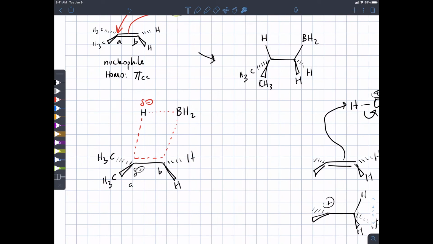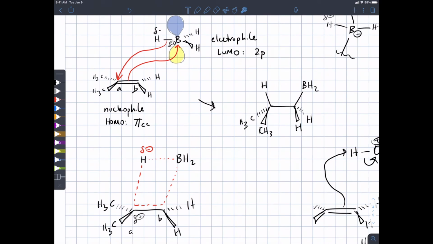Now, another explanation which may be simpler, and which you could use as well, is sterics. The boron is bigger than a hydrogen, and therefore we put the boron on the less substituted carbon. That explanation works okay too. All right.